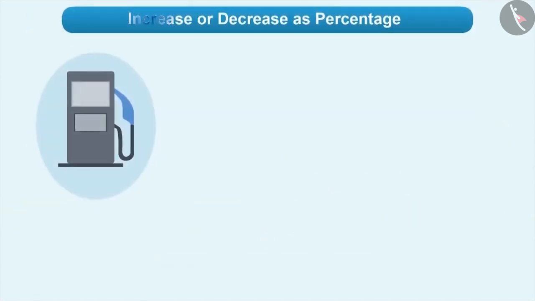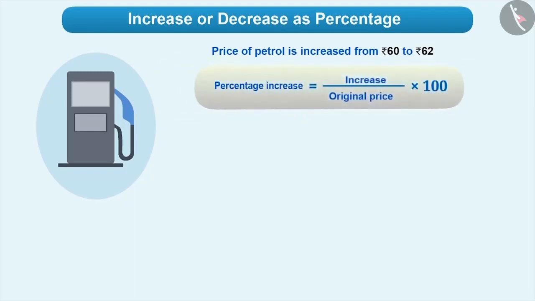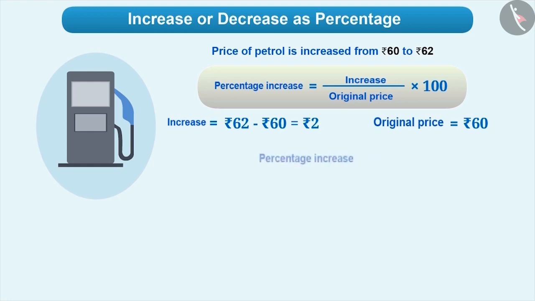Increase or decrease of quantity can also be expressed in percentage. Let us suppose the price of petrol has increased from 60 rupees to 62 rupees. In such a situation, we can find the percentage increase as follows. Percentage increase is equal to increase by original price into 100. Here, 62 minus 60 is equal to 2 and original price is 60. Therefore, percentage increase is equal to 2 by 60 into 100, which is equal to 3 1/3.